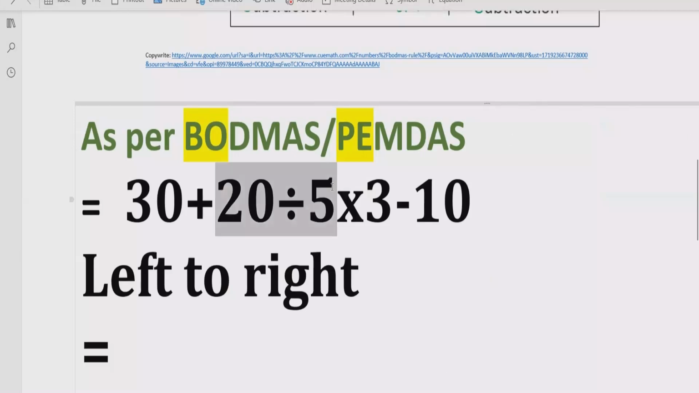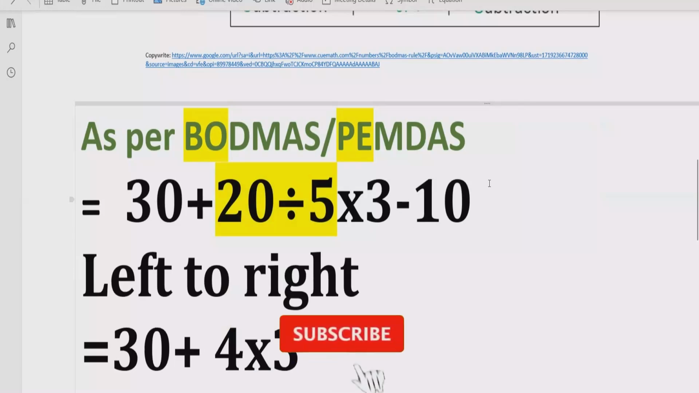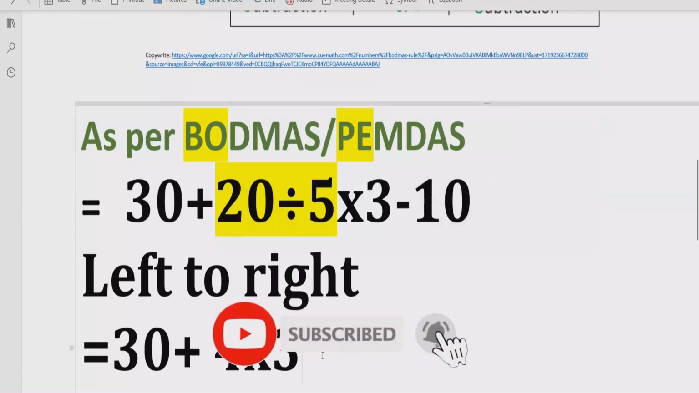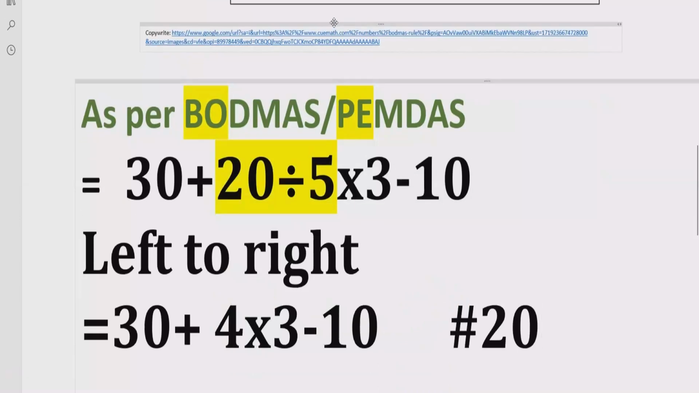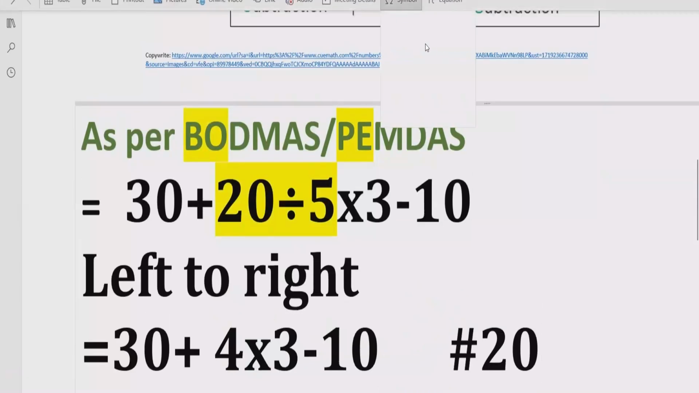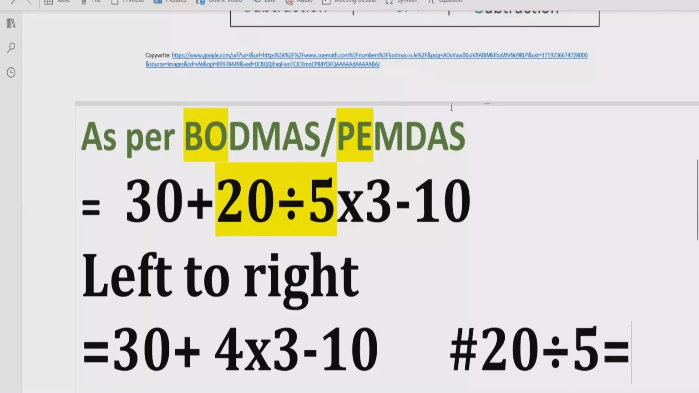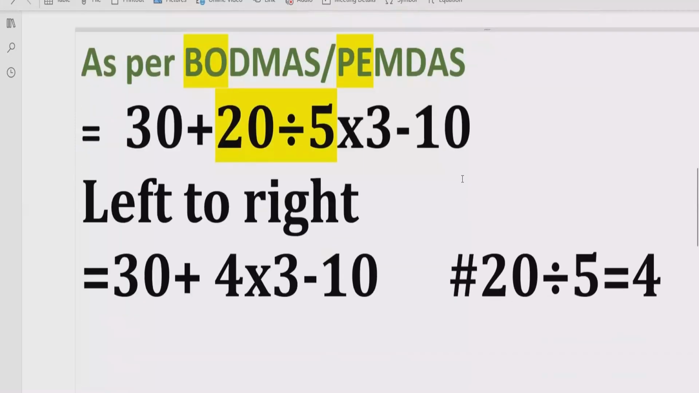So first we have this division. 30 plus 20 divided by 5 equals to 4. And multiplied by 3 we will write as it is. And minus 10 we can write as it is. So 20 divided by 5 equals to 4. Right?